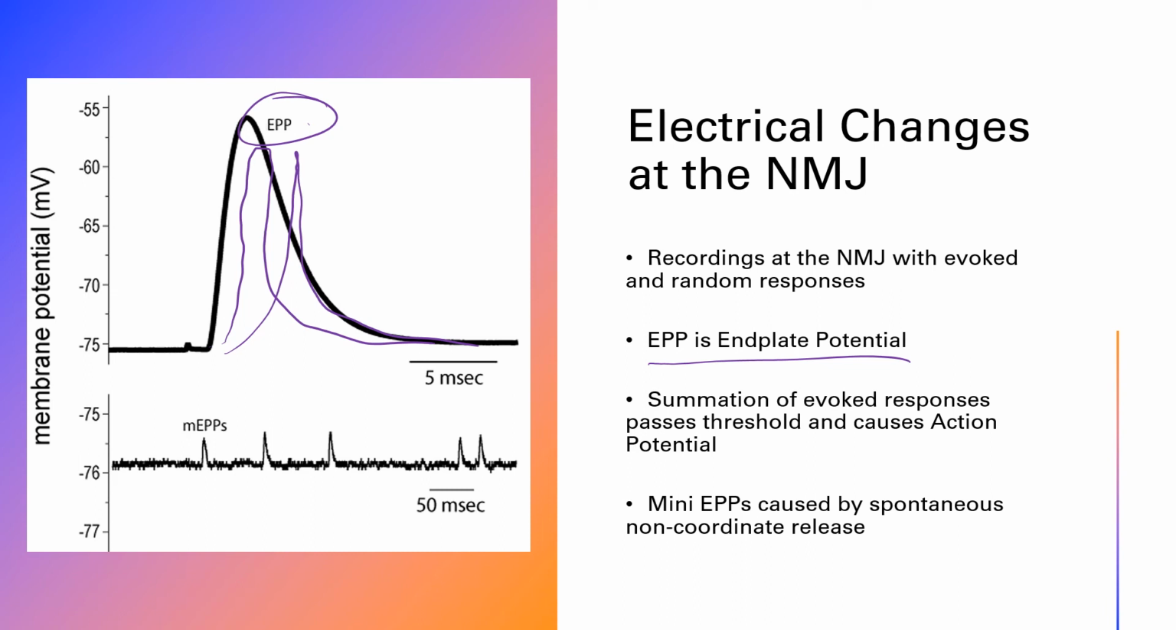However, what they also notice is something kind of cool: there are these mini end plate potentials that they see just spontaneously as they're recording. See, they're really small. They're only like 1 millivolt compared to the 20 millivolt one over here. So that tells you that it's not always just coordinated release happening. These vesicles are being released randomly too. So it is the coordination of that release that's the key to generating that postsynaptic response in the cell.